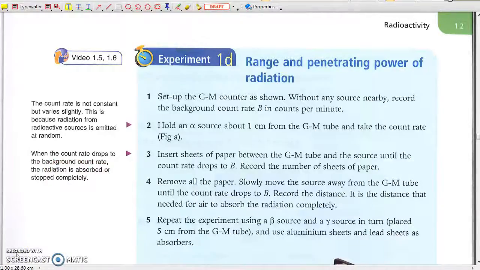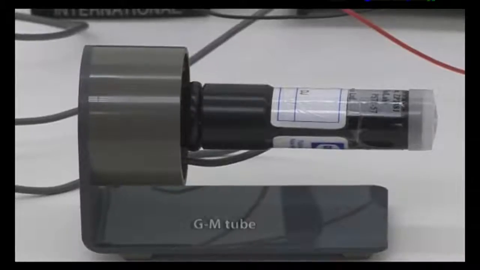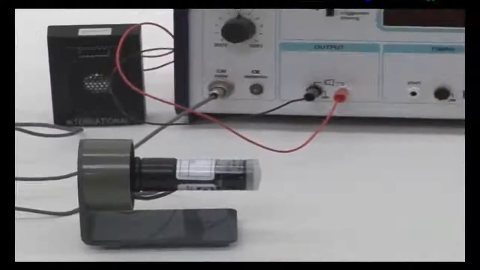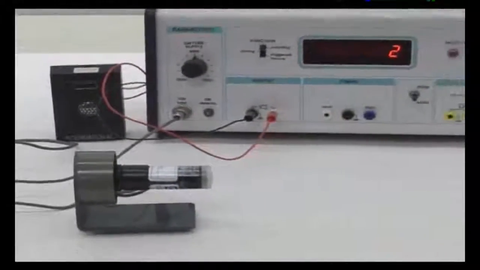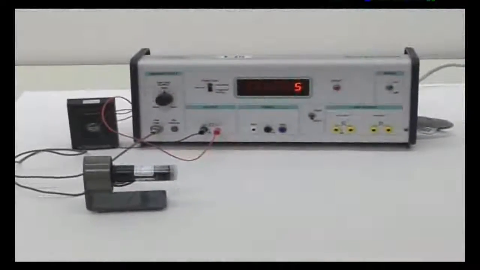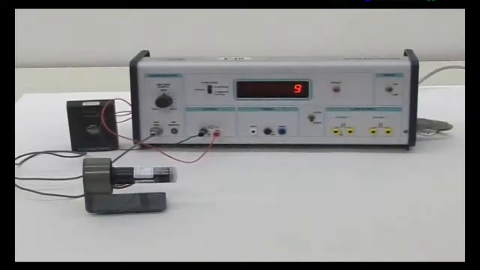Now, let's see how we may use a GM counter to measure the range and penetrating power of radiation. This is a Geiger-Müller tube, or GM tube for short. It is connected to a counter to become a GM counter. The GM counter is used to measure the counts or the count rate of radiation at a certain position. There is no radioactive source near the GM tube now.